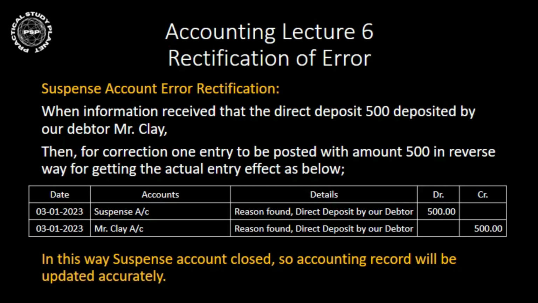Suspense account error rectification: when information is received that the direct deposit of 500 was deposited by our debtor Mr. Kile, then for correction one entry is to be posted with the amount 500 in the reverse way, to get the actual entry effect as below. The suspense account will be debited to cancel the effect of the suspense account for closing. Because now we found out from where we got the payment, Mr. Kile, the 500 will be debited to the suspense account and Mr. Kile will be credited. Now we get the actual entry effect. In this way, the suspense account is closed, so the accounting record will be updated accurately.